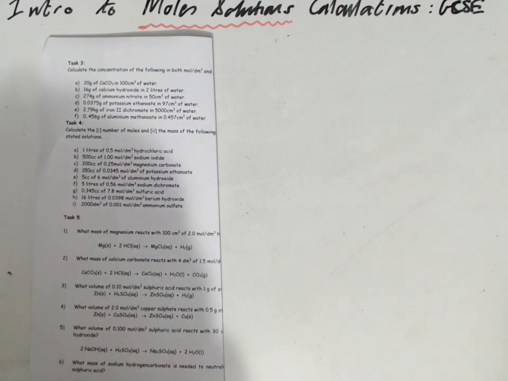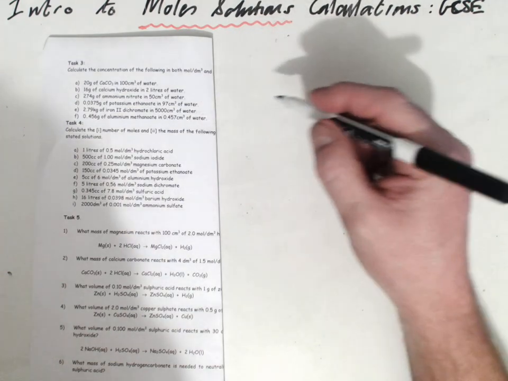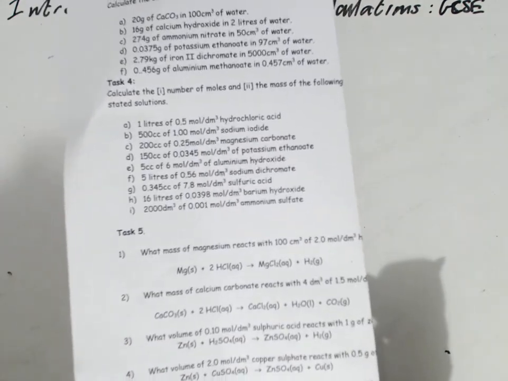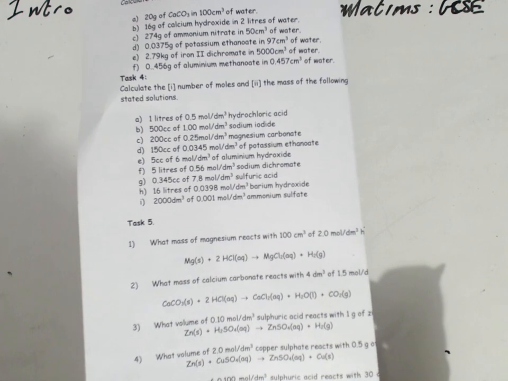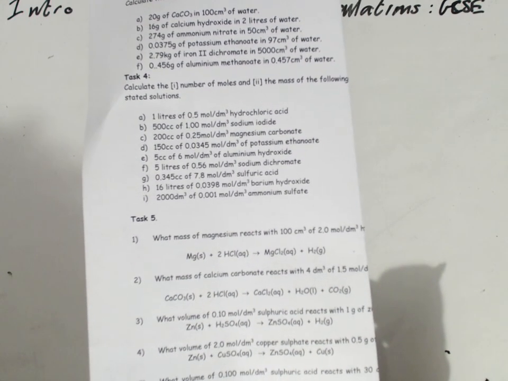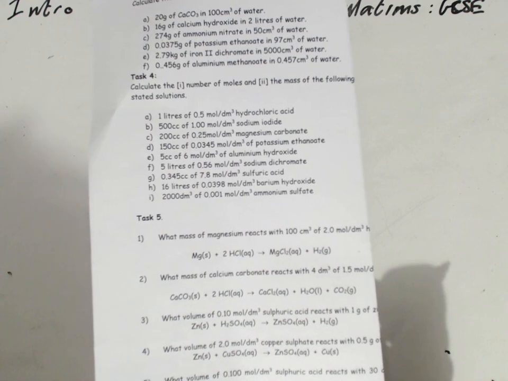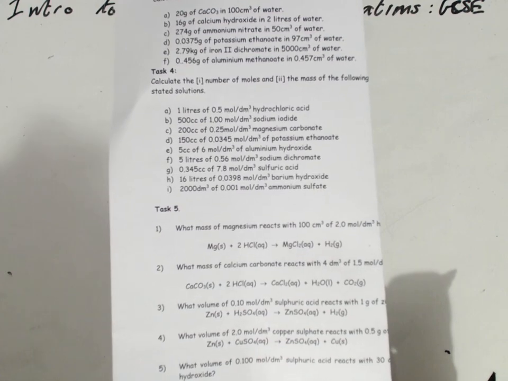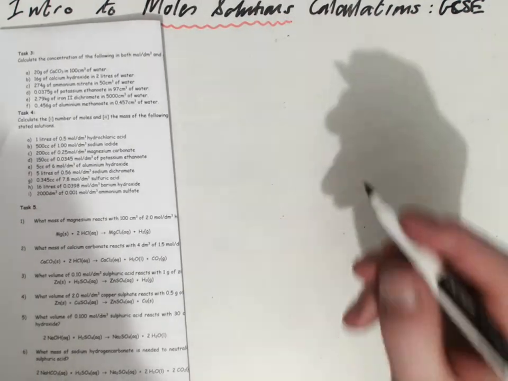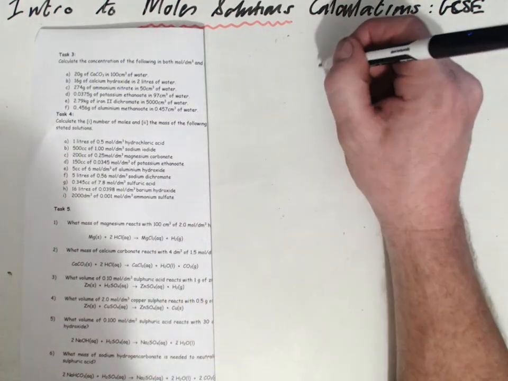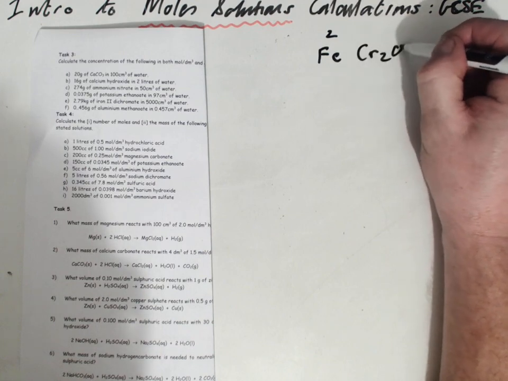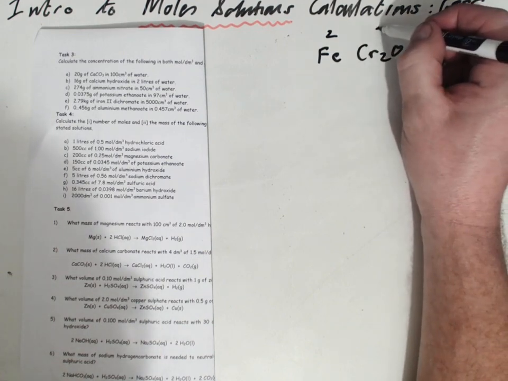Right, we'll take another one here and see how we get on. We'll go for D, so I'll just hold it up so you can see it. D gives us 2.79 kilograms of iron 2 dichromate in 5,000 cubic centimeters of water. First we need to work out the formula of iron 2 dichromate. Iron is Fe, it's iron 2, so it has a valency of 2. The dichromate ion, which you just have to know, is Cr2O7, again valency of 2.